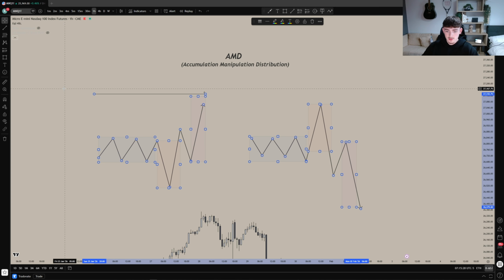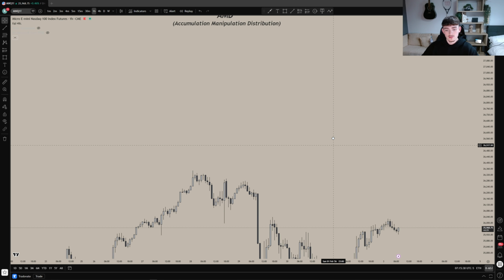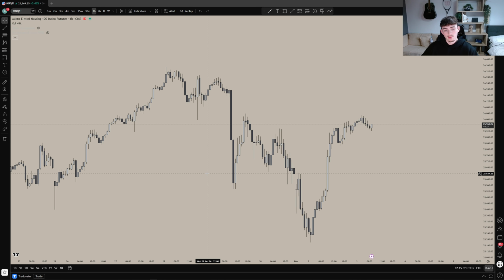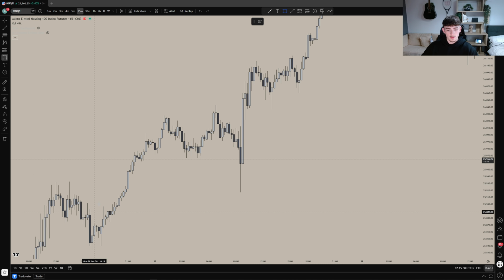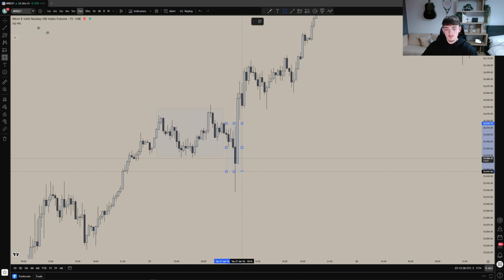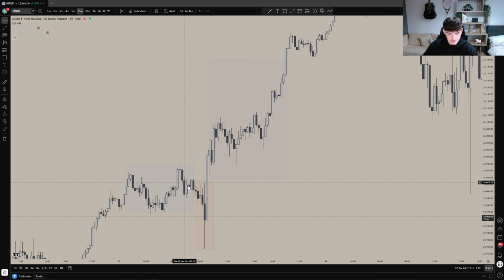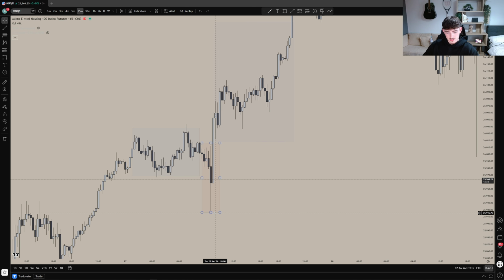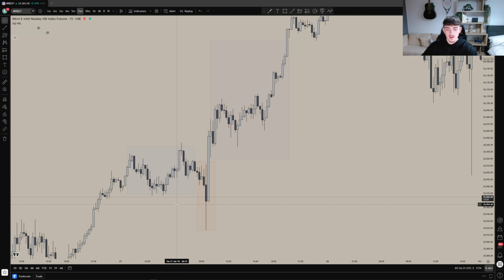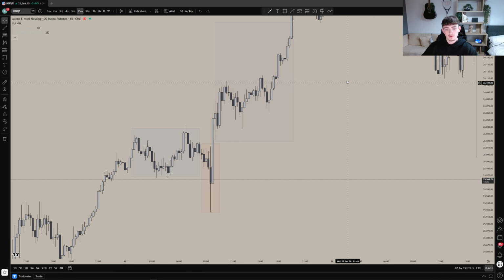But for this example, I'm going to show you a couple of examples here. We can see we are bullish. Price then accumulates, we then manipulate, and then we distribute. So we have that accumulation phase, manipulation, which happened around 9:30, keep that in mind, so the open, and then we move up to distribute, okay?